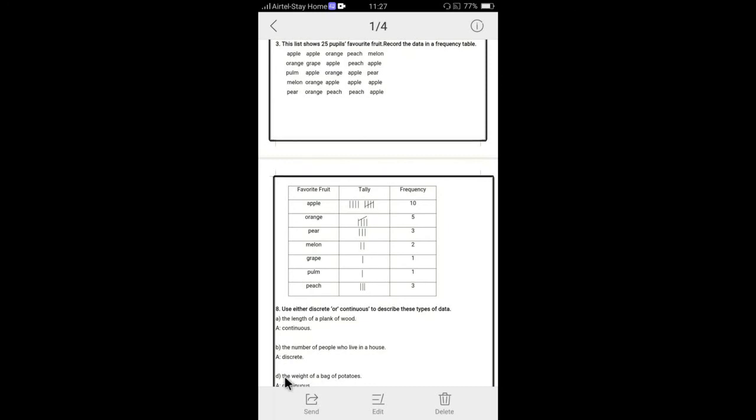And if you see D, the weight of a bag of potatoes. Weight we can measure with a scale, so it's continuous. In this way we can solve these 4.